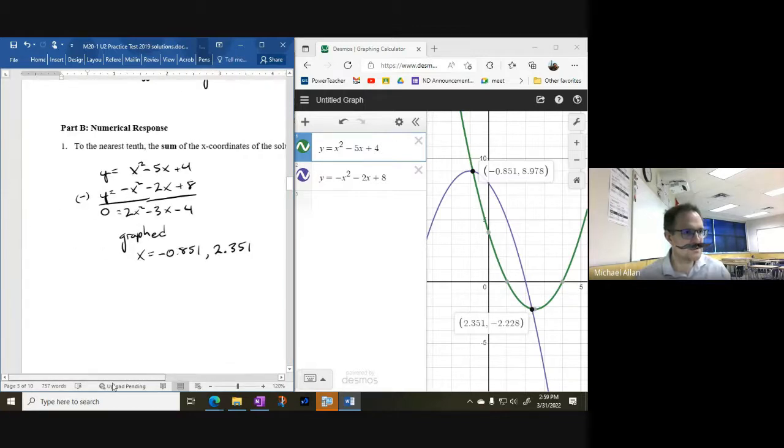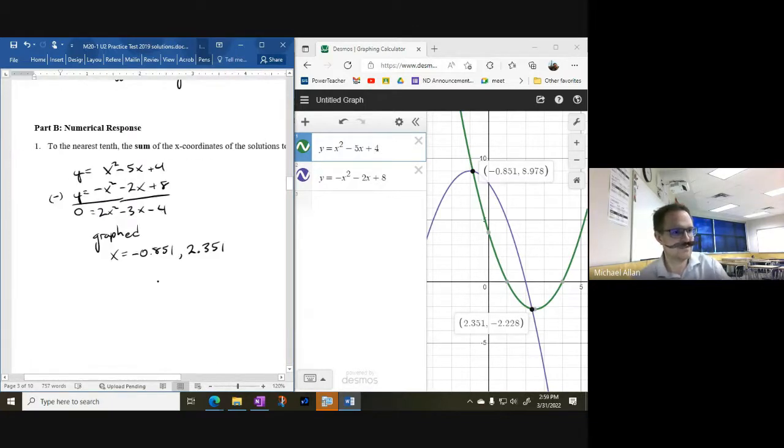What does it say? To the nearest 10th. Add them together. 1.5. Or that little symbol, it's a sigma symbol. It stands for the sum.